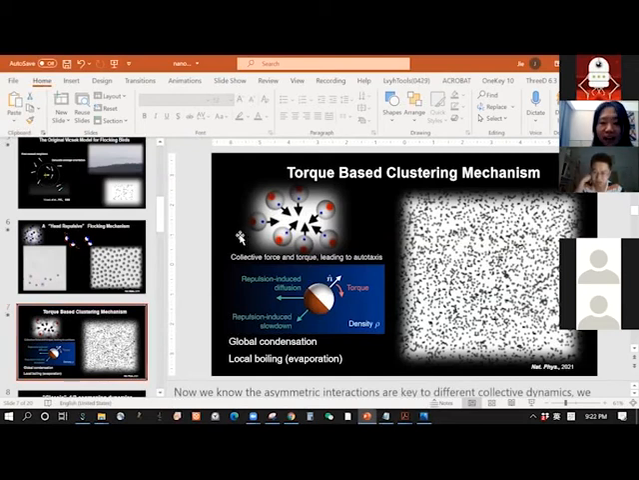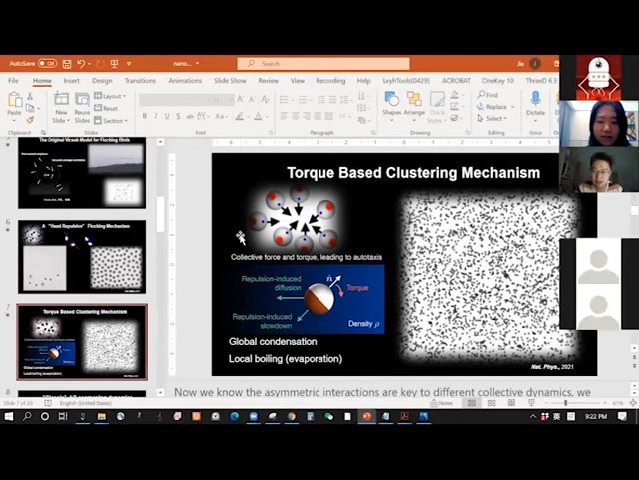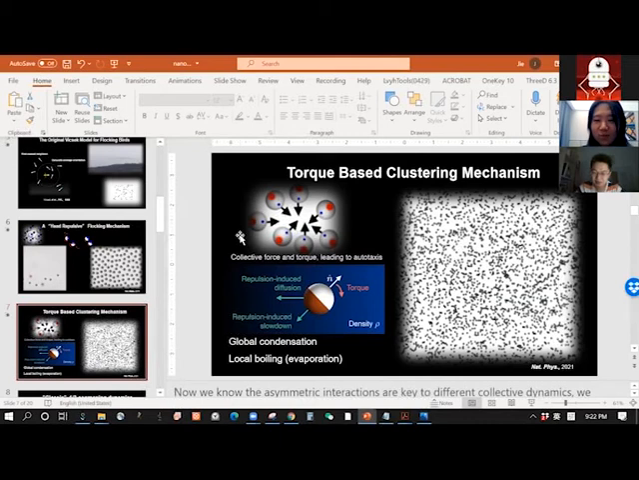Because we have two dipoles on one particle, right? So the relative magnitude of these two dipoles determines how two particles would interact when they meet each other, right? Okay, yeah. So what I'm saying is the interparticle interactions determine how the particles would interact when they come close to each other, which further determines their collective behavior. Okay. Thank you. Thank you.